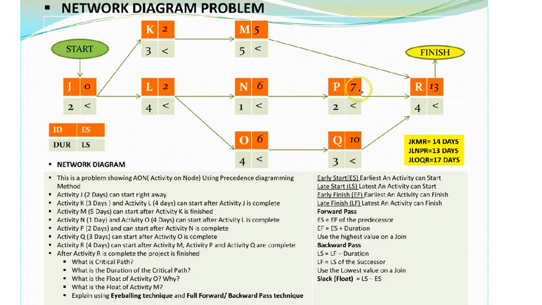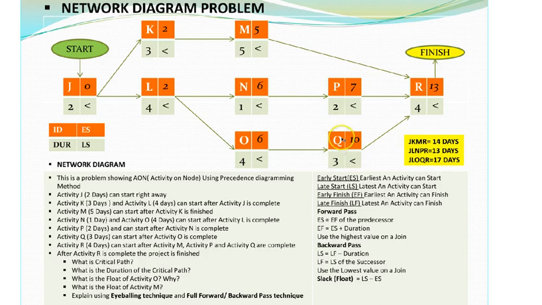Now we have to go to activity P. Activity P is dependent on activity N to be completed. So activity N has a duration of 1, early start of 6. So 6 plus 1 is giving you a 7 as an early start for activity P.